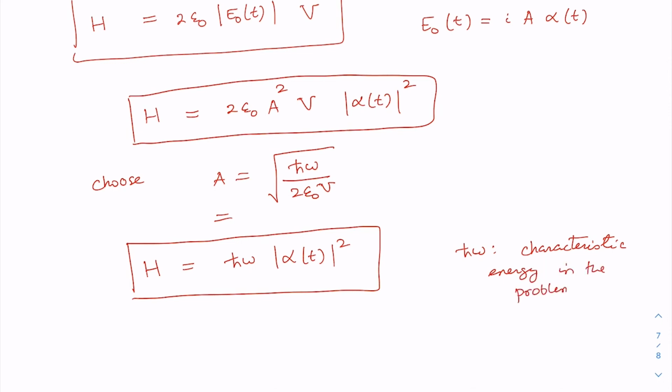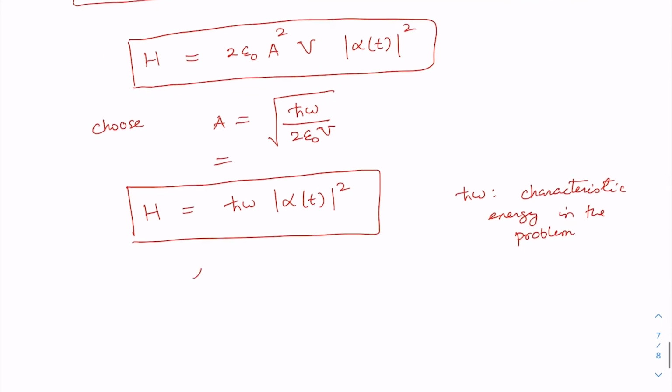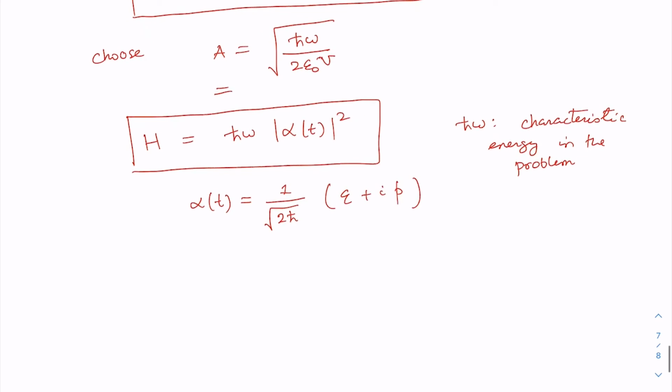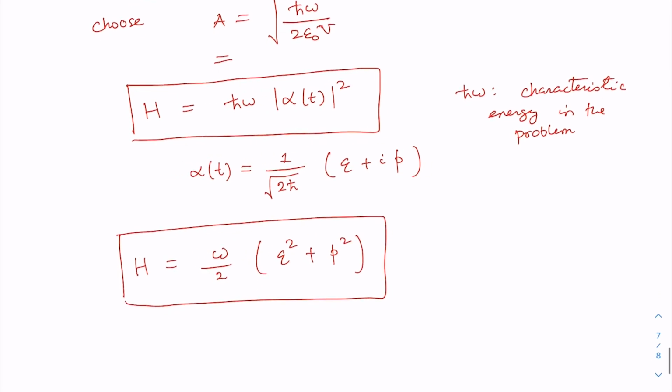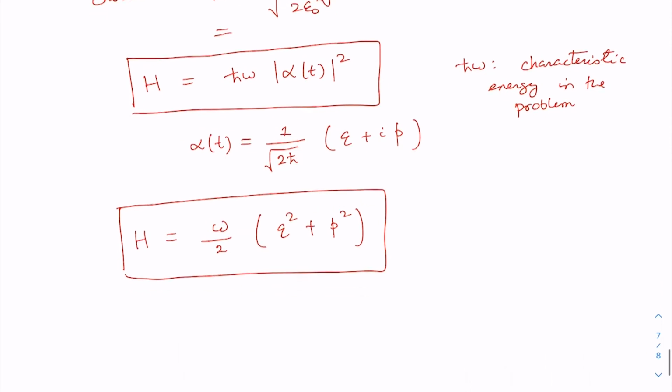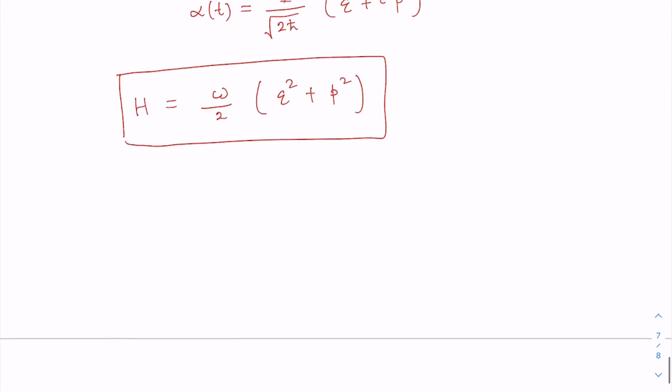Okay, now because you know that alpha of t, earlier we defined by this expression, it was 1 by square root of 2 h cross times Q plus iP. So this Hamiltonian now takes this familiar form, omega by 2 times Q square plus P square, and you can easily recognize this is the same form that we have for a harmonic oscillator. Now we are actually ready for quantization.